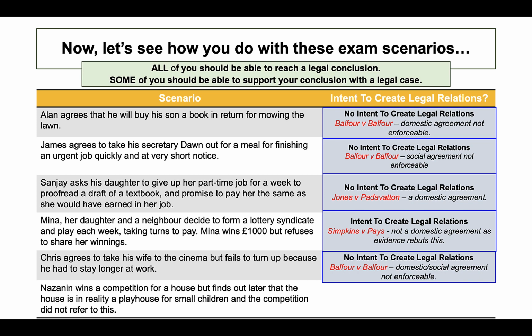And then we have Nazanin, who wins a competition for a house but finds out later that the house is in reality a playhouse for small children, and the competition did not refer to this. And again, you're probably ahead of me, but it parallels in a way the last case of McGowan and Radio Buxton. This is a business commercial agreement and enforceable. That's most likely the position to be taken. Now, of course, with all these, evidence can be used by one party to rebut, reverse the position, but as we didn't have anything else to go on, that's kind of where we are.